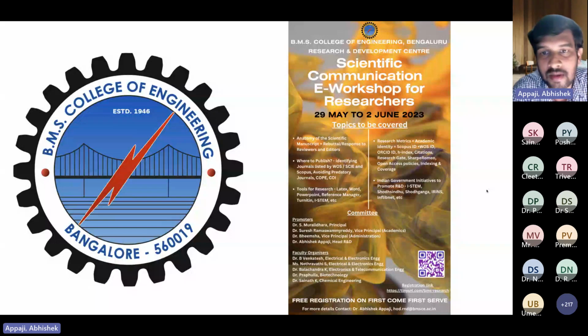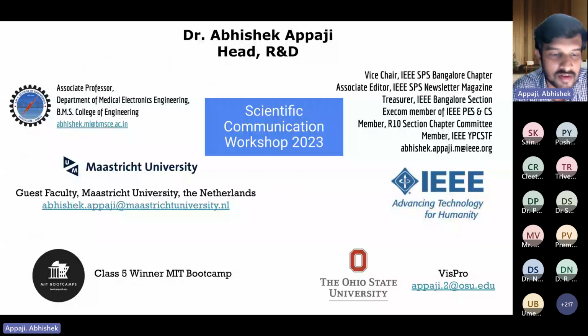From my office, we take care of multiple things. There are multiple PhD students, where they should publish, and we guide them. We give some incentive for publications. We have the patent office in my office, and we handle PhD students' scholarships, research grants, publications, and many things related to research and development. I also take care of the liaison between the university and the college. I'm also guest faculty at Massachusetts University, and a winner of the Class 5 MIT Massachusetts Institute of Technology Bootcamp. I also volunteer for the IEEE Bangalore section, and a few other portfolios which you can see on the screen.